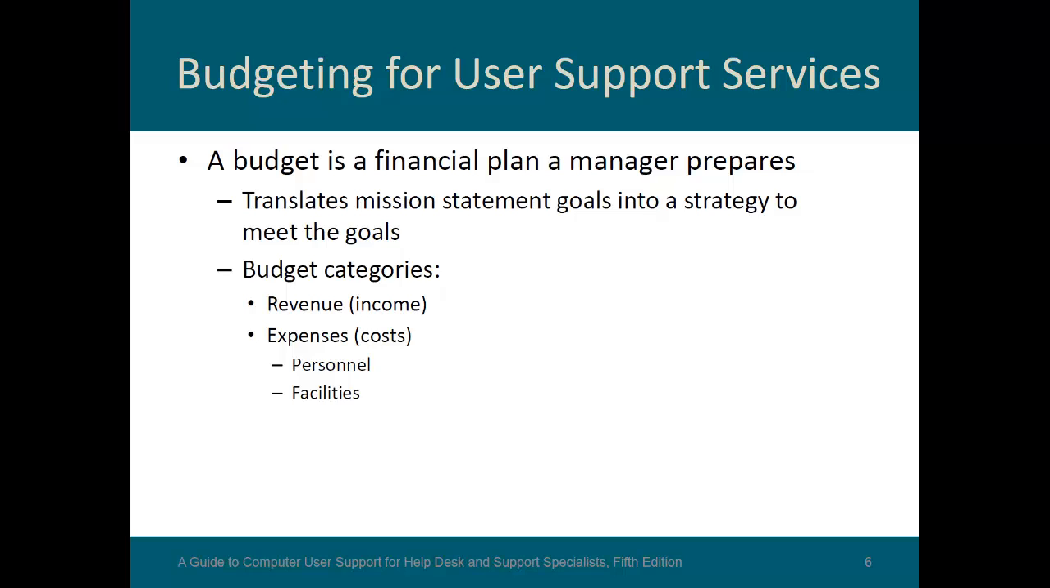A budget is a financial plan that a manager prepares and translates mission statement goals into a strategy to meet the goals. There are several budget categories, such as revenue and expense. And under expense, you've got personnel and facilities. Facilities could be the computers, the desks, the phone, etc.